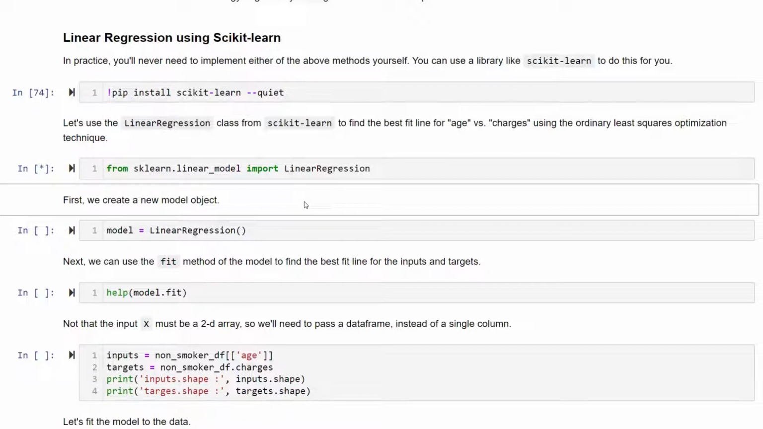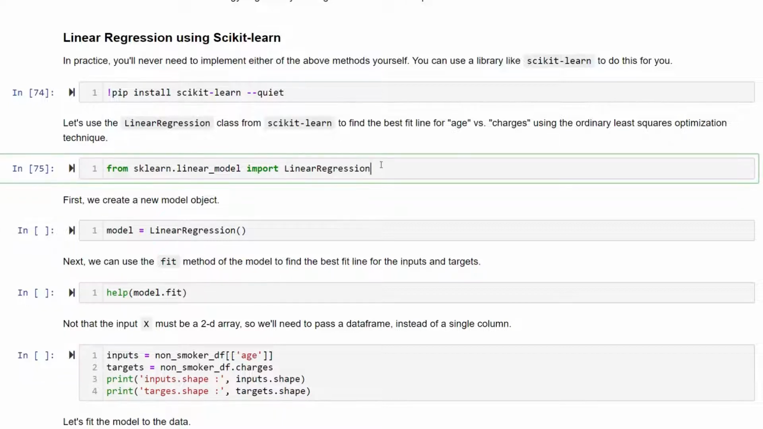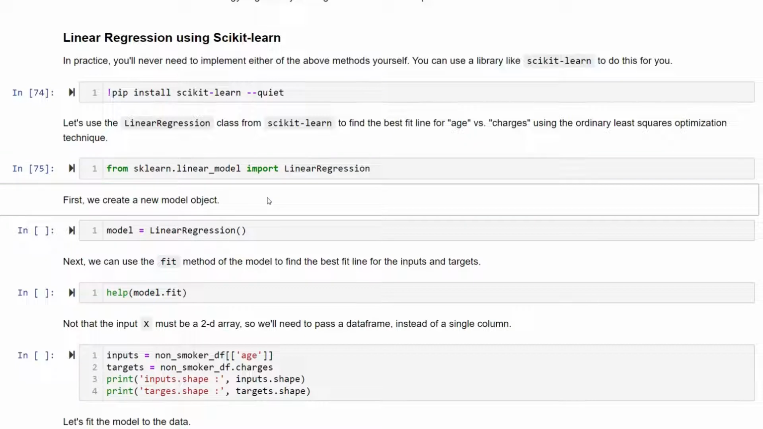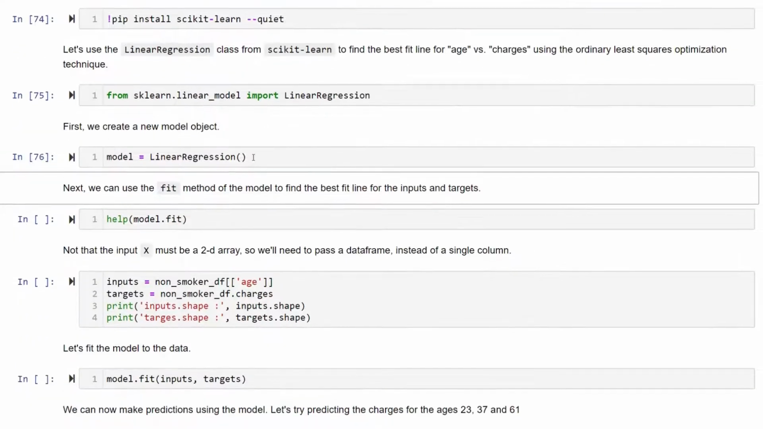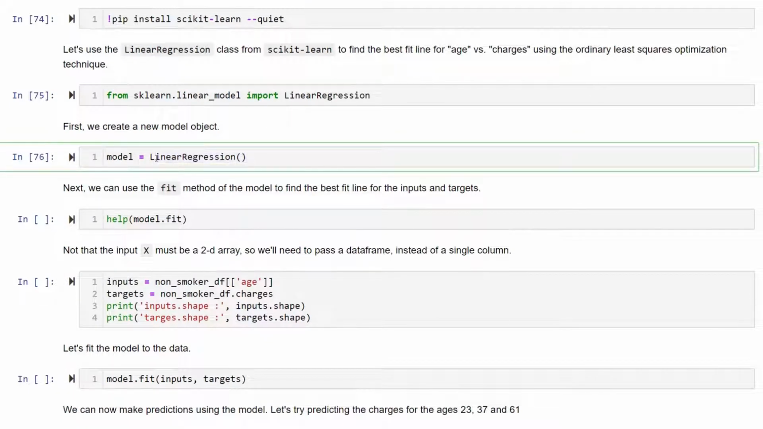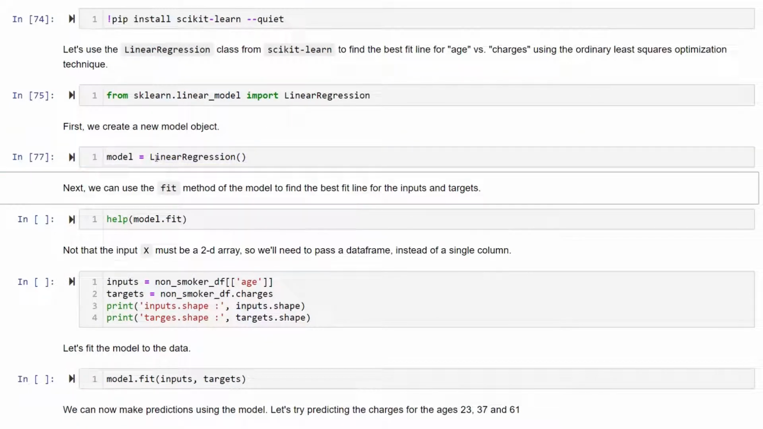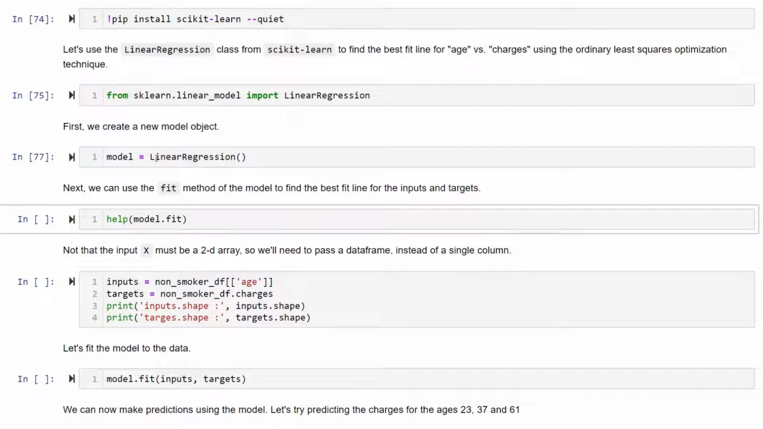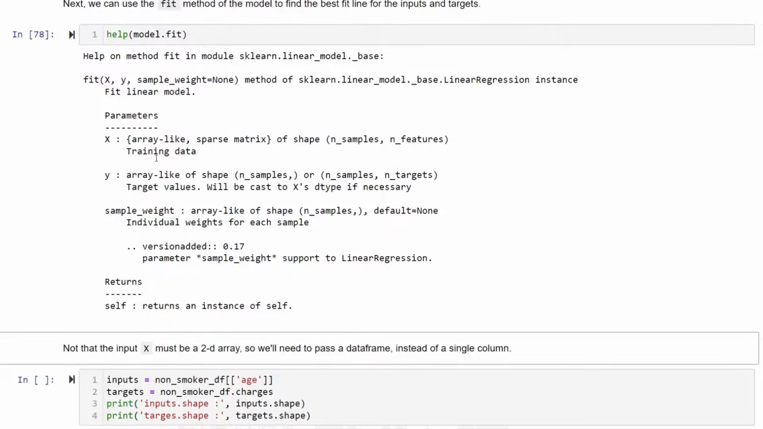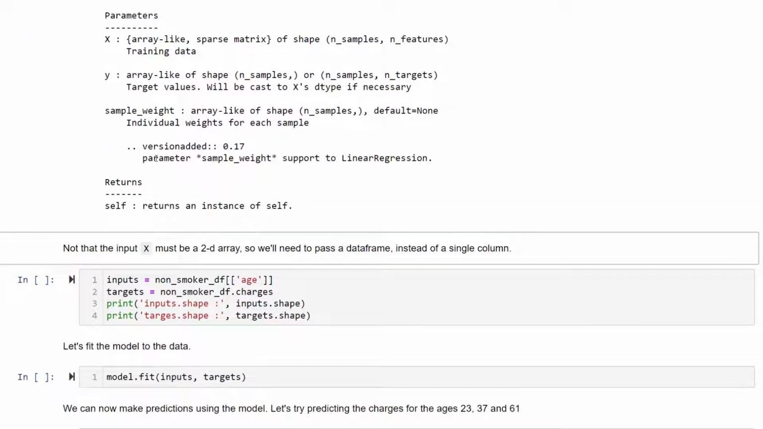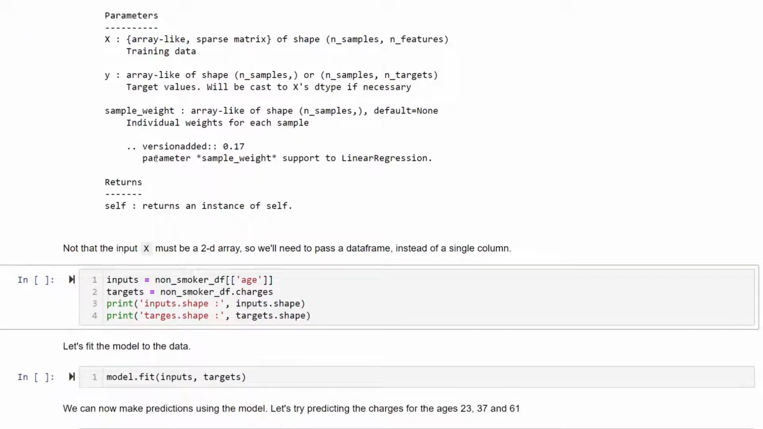Right. From sklearn.linear_model, import LinearRegression. We have to import LinearRegression in order to create a new model object. The model is going to store that linear regression in model. Now we can use the fit method to find the best fit line for the targets. You can use help to see how to fit the model. It will give the documentation. Note that the input X must be a 2D array, so we will need to pass a data frame instead of a single column.